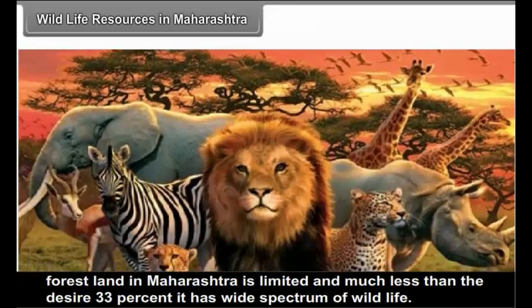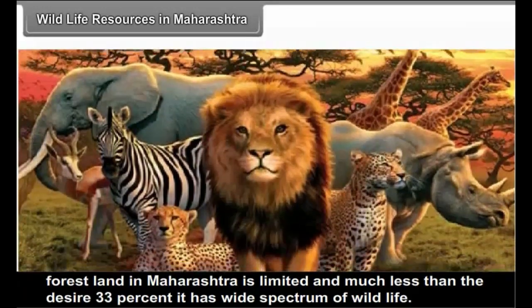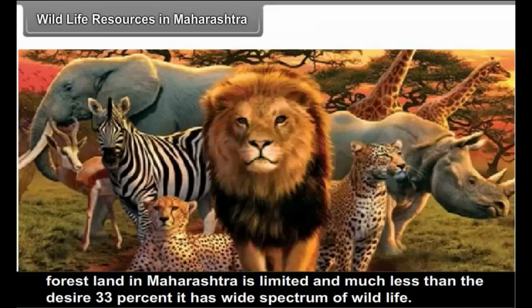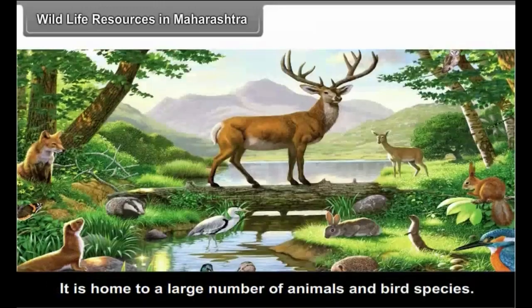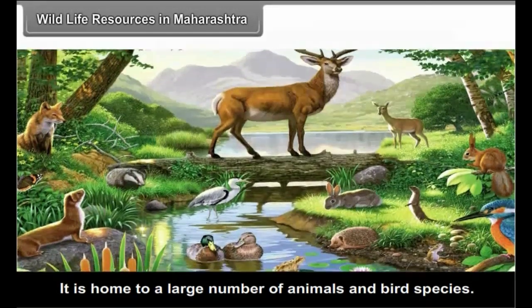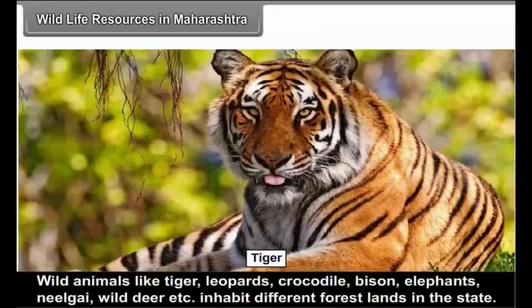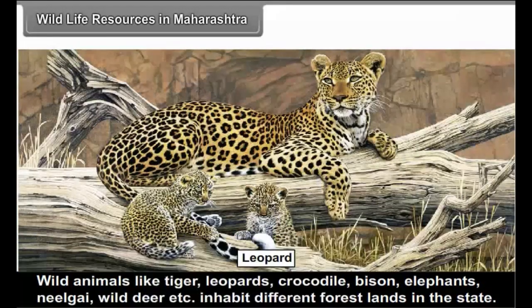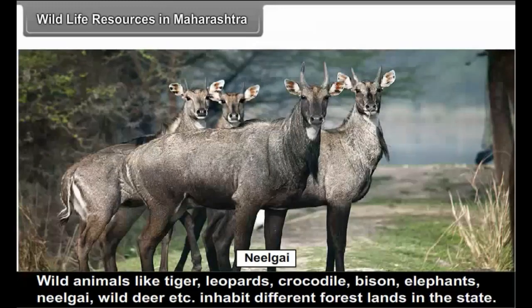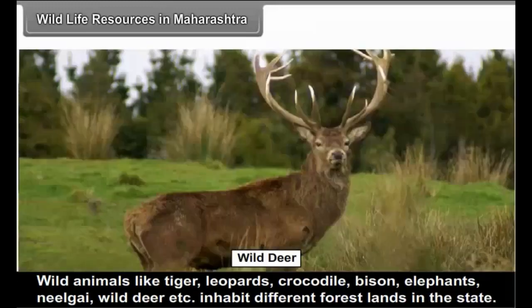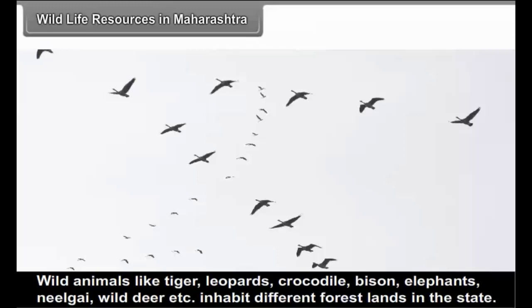Though forest land in Maharashtra is limited and much less than the desired 33%, it has a wide spectrum of wildlife. This is because the state has a variety of forests ranging from semi-evergreen to scrub land vegetation. It is home to a large number of animal and bird species. Wild animals like tiger, leopards, crocodile, bison, elephants, nilgai, wild deer, etc. inhabit different forest lands in the state.